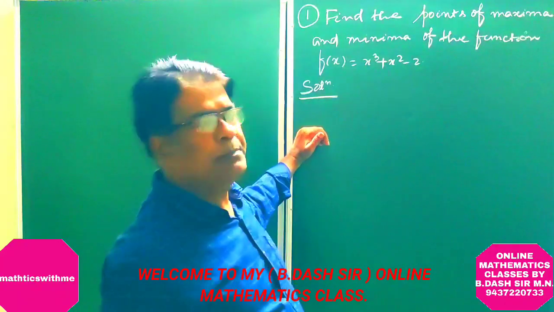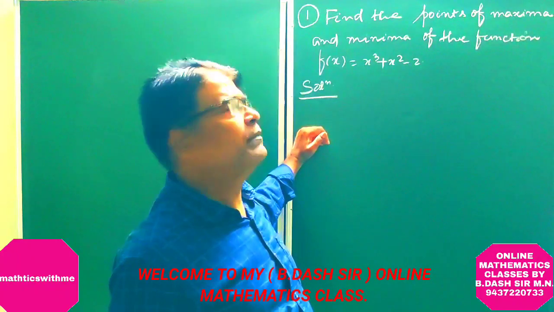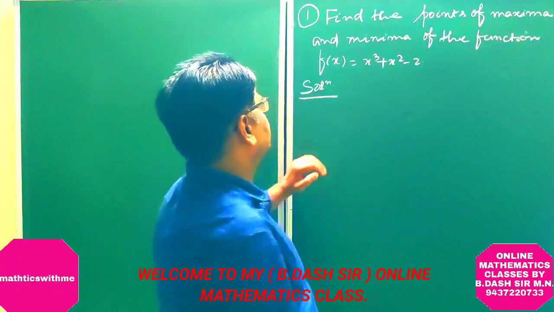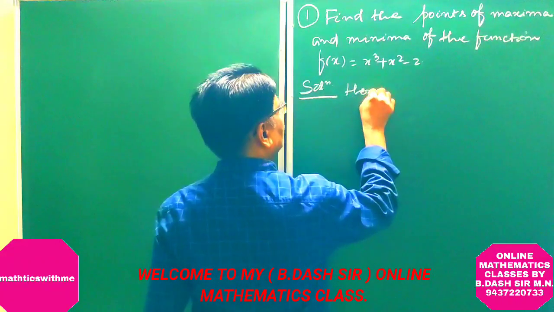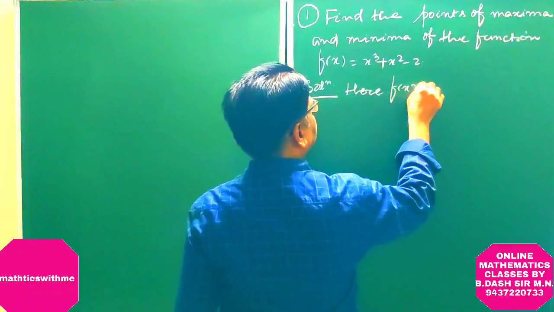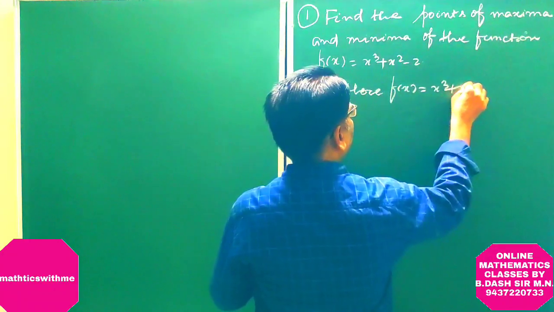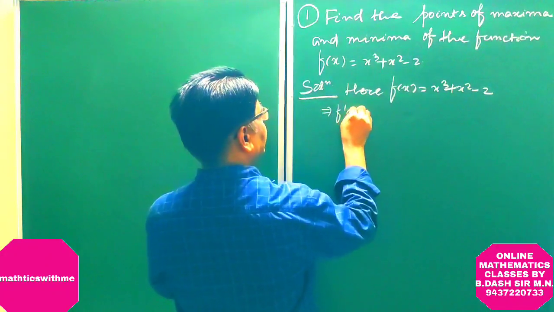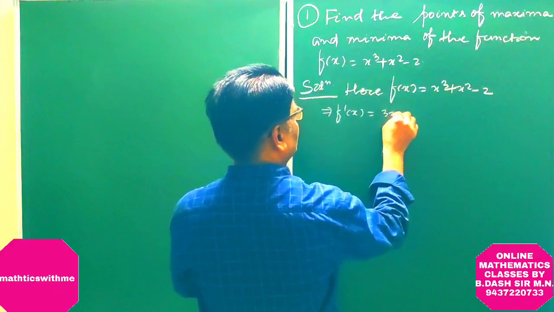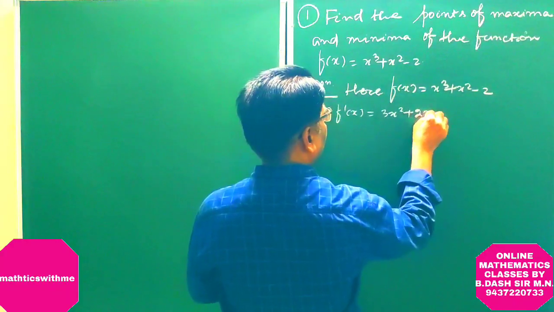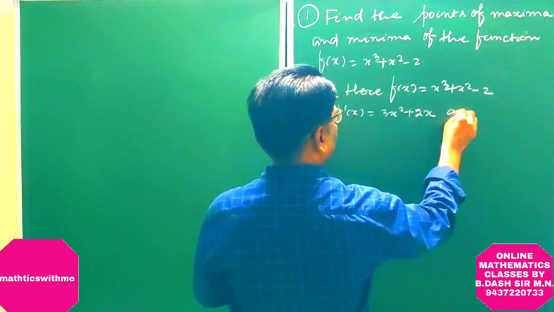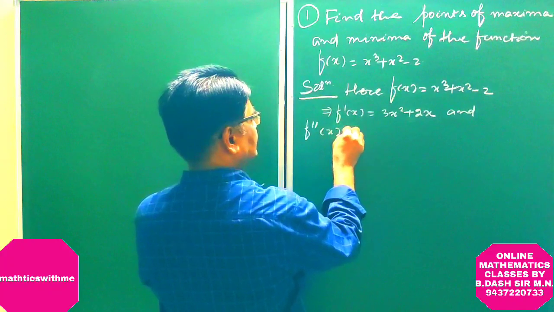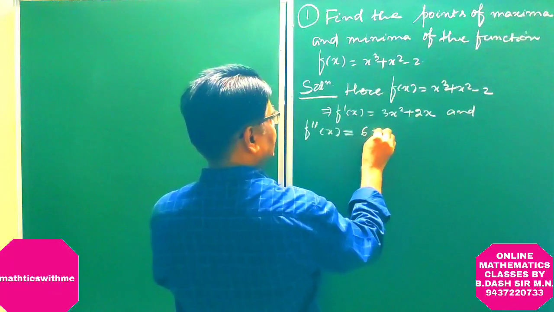In order to find the points of maxima and minima of the function, we have to find the first and the second derivative first. Here f(x) is equal to x cube plus x square minus 2. This implies f dash of x is equal to 3x square plus 2x, and f double dash of x is equal to 6x plus 2.